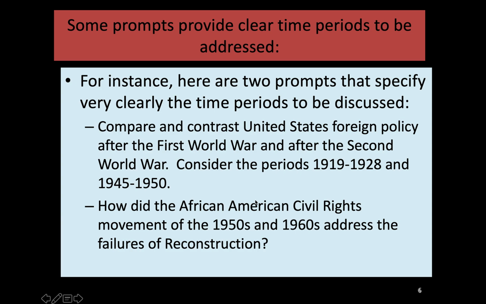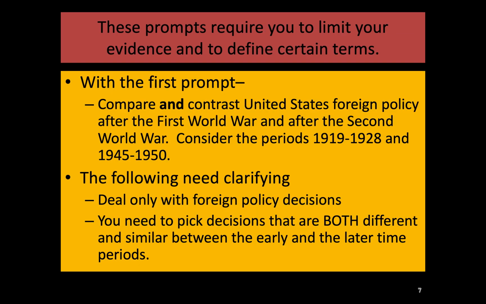So how did the African American civil rights movement of the 1950s and 60s address the failures of Reconstruction? Again, 50s and 60s, we got an idea. You're going to have to know the time period of Reconstruction, 65 to 77. You got to compare and contrast. So thus you need to deal only with foreign policy decisions, since it said foreign policy. Foreign policy. Don't do domestic.